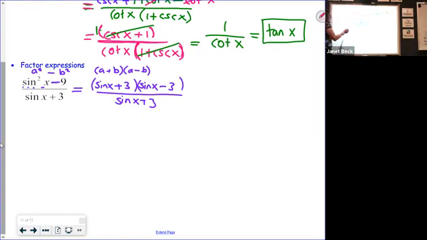Okay, now, so this factor is the same as that, and we are left with sine x minus 3. Looks like I'm not going to get a good recording of the lessons there. I don't know what else is going to go wrong.